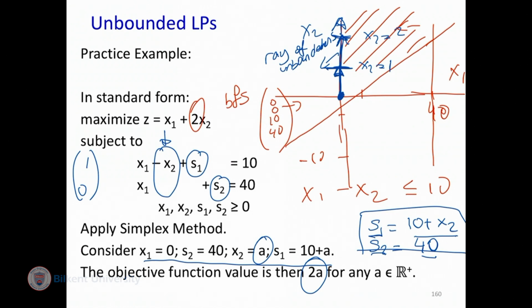Does it make sense? And you will always get to feasible solutions when x2 changes using these equations relating S1 and S2 to x2. S2 is not related, it's a constant 40 anyway, but S1 will change accordingly, and you will get to feasible solutions. Does it make sense? Is that clear? So in other words, we are saying that, let me erase a little bit.